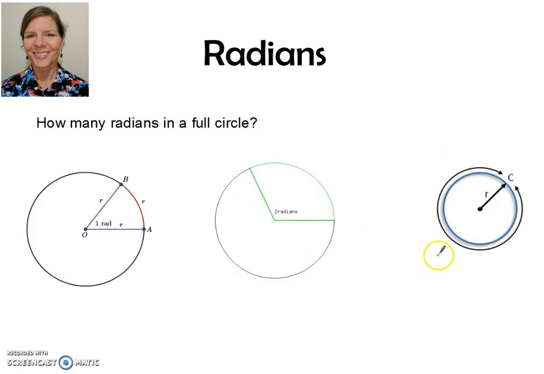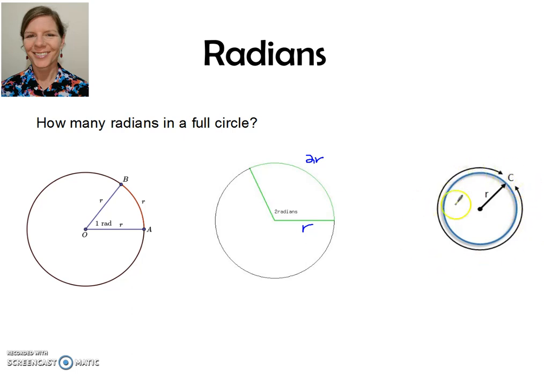What we want to think about is how this applies to our circles, because it's not always going to be nice ratios of arc length to radius. We know if the radius is equal to the arc length there, we've got 1 radian. If this is the radius here and the arc length is 2 times that, then we've got 2 radians here.